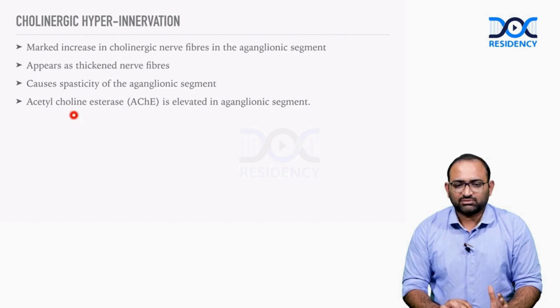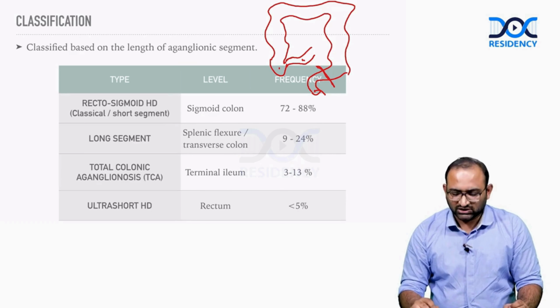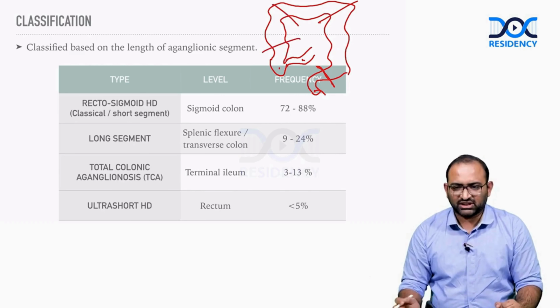It is called classical or short segment. It is seen in 72 to 88% in some reports. This is the most common presentation, up to sigmoid level. So what do we call it if it crosses sigmoid colon? If it crosses sigmoid anywhere between the sigmoid and splenic or transverse or anywhere here, we call it long segment Hirschsprung disease, which is the second most common, 9 to 24% in some reports. So the most common is classical or short segment. The next is long. The long is if it crosses sigmoid colon. Even if it is in the descending colon, it is called long segment.